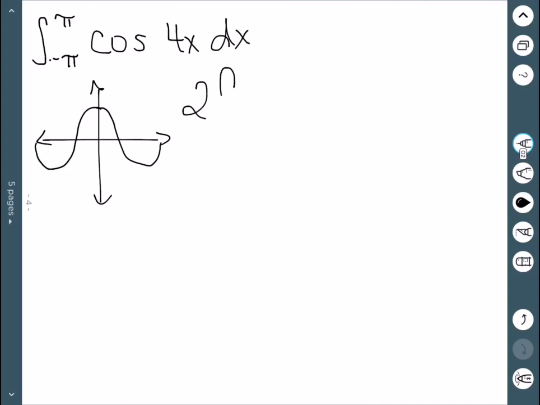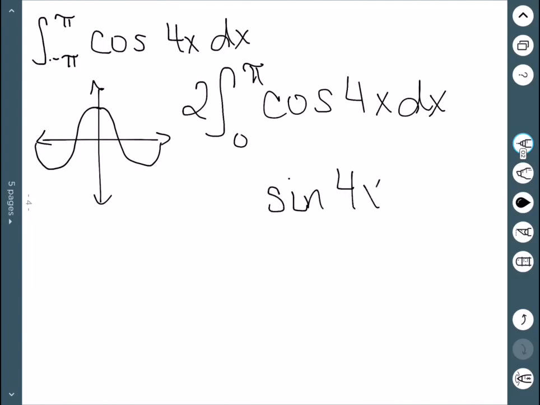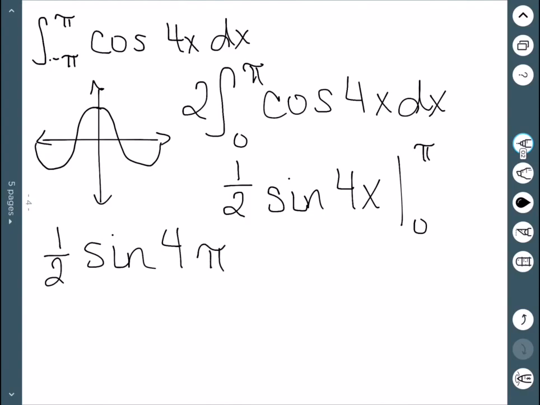So we have 2 times the integral from 0 to pi of cosine of 4x. We know the integral of cosine is sine, and the 4 on the inside is going to give us a 1 over 4 outside. So we have a 1/2 since we already had a 2. Evaluate it between 0 and pi. So this is 1/2 sine of 4 pi minus 1/2 sine of 0, which is just 0 minus 0. So it's 0. Just because it's an even function doesn't mean this integral isn't going to necessarily be 0. We just can't guarantee it the way we can with an odd function.